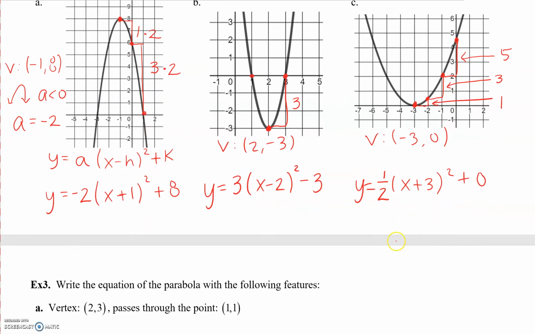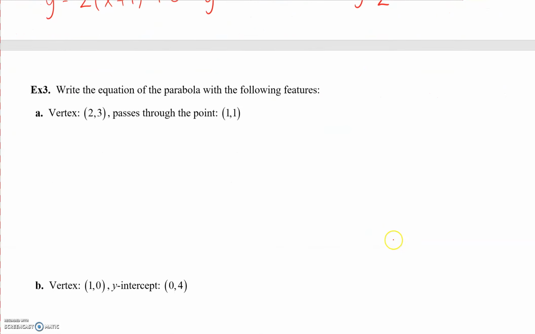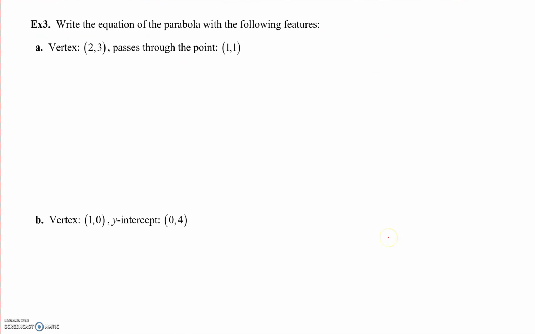All right, let's move on to our next set of problems. So flip over to the back. Up at the top, we have two problems where we're going to try to write the equation of a parabola given the following features. This problem is pretty similar to the one that we just saw, except we're not given the graph. So I'm still going to rely on my vertex form, which I like to rewrite just to remind myself of all the things that I want to plug in.